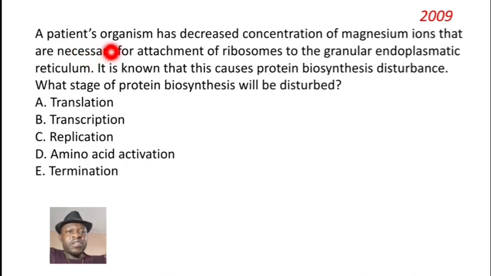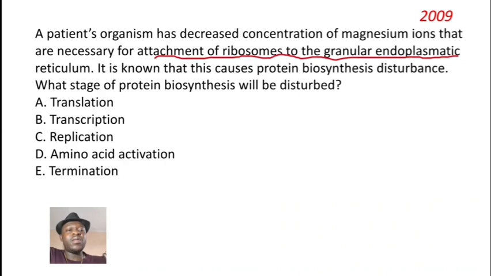A patient's organism has decreased the concentration of magnesium ions. You already know what I'm talking about. It's protein synthesis, and magnesium ions are needed for the attachment of ribosomes to the granular endoplasmic reticulum. This is the site where protein biosynthesis takes place, right? What stage of protein biosynthesis will be disturbed? Translation, right? So translation is the answer.